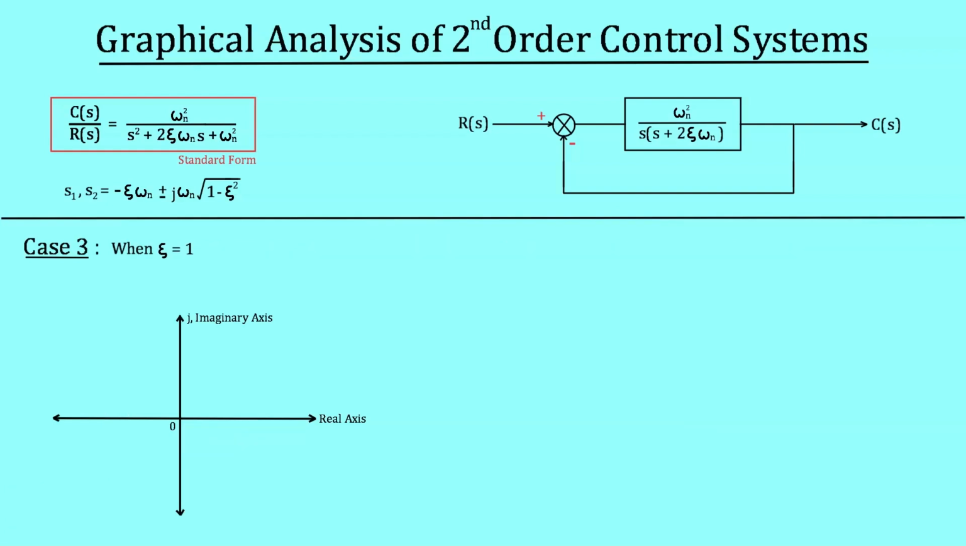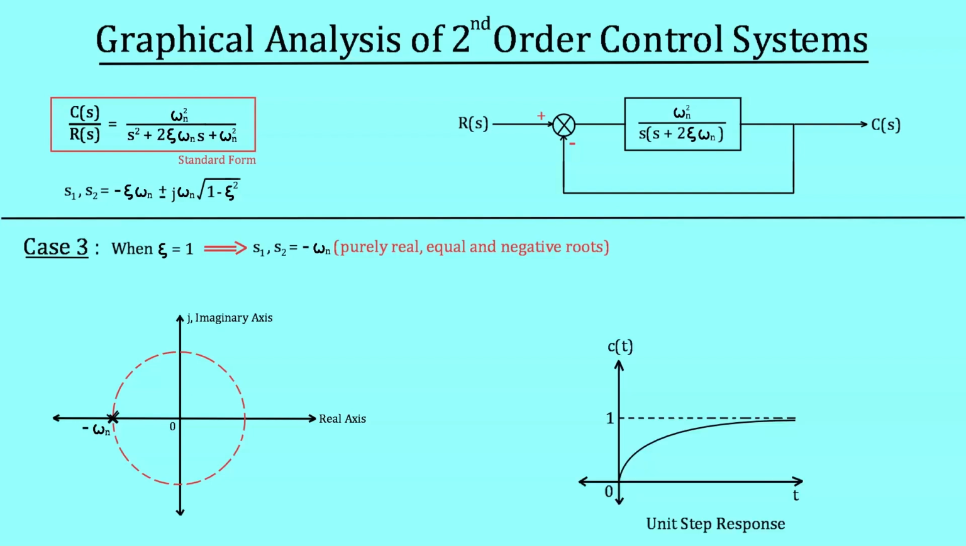The third case is when the value of zeta is equal to 1. In this case, we will be having repeated poles, meaning that the roots will be purely real, equal, and have negative values. In this case, the poles will lie on the real axis. The approximate unit step response will look like this, which does not have any oscillations at all. This case is referred as the case of critically damped oscillations.